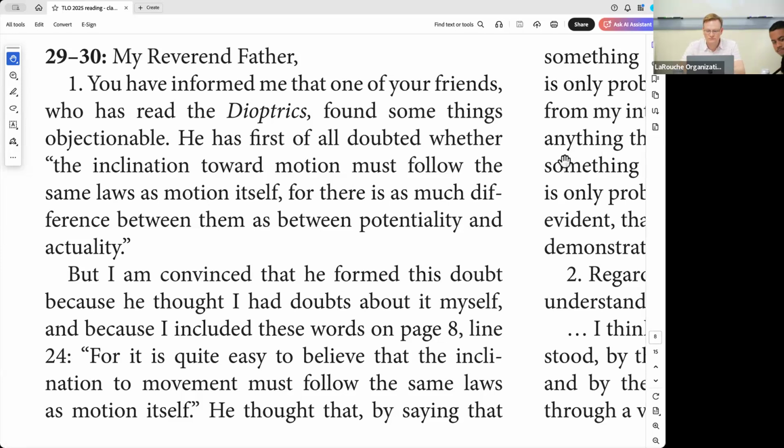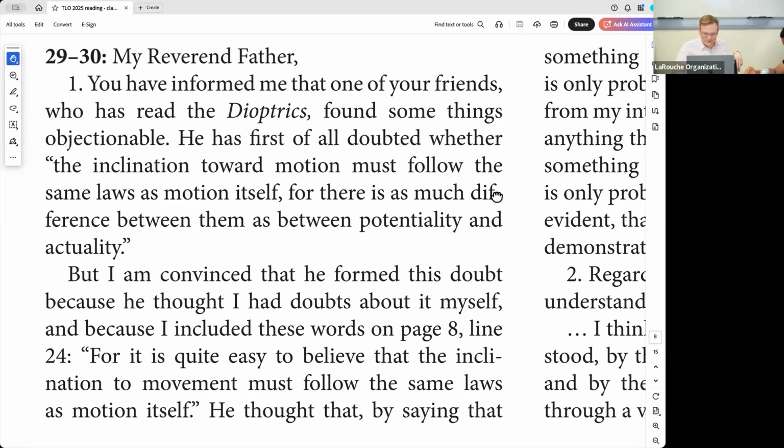You've informed me that one of your friends who has read the dioptrics found some things objectionable. He has, first of all, doubted whether the inclination toward motion must follow the same laws as motion itself, for there is as much difference between them as between potentiality and actuality, end quote. But I'm convinced that he formed this doubt because he thought I had doubts about it myself. And because I included these words on page 8, line 24, quote, for it is quite easy to believe that the inclination to movement must follow the same laws as motion itself, end quote.